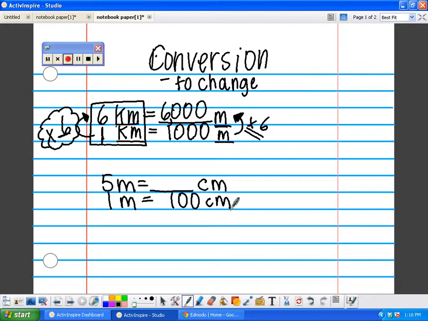Remember, the same last names have to go underneath each other. Next step, box the two you know. I know both of my meters. Box them. What is my pattern? 1 times what equals 5? 5, that's easy. All I do is use my pattern over here. 100 times 5 is? 500. Very good. That was easy, isn't it? Let's try the next one.